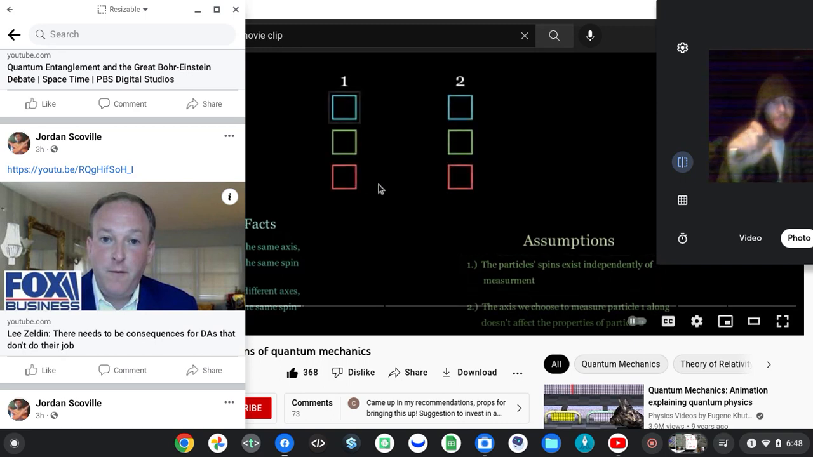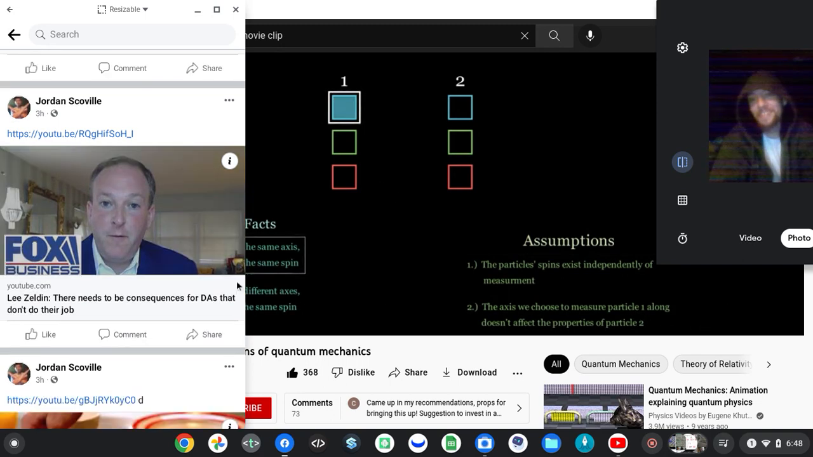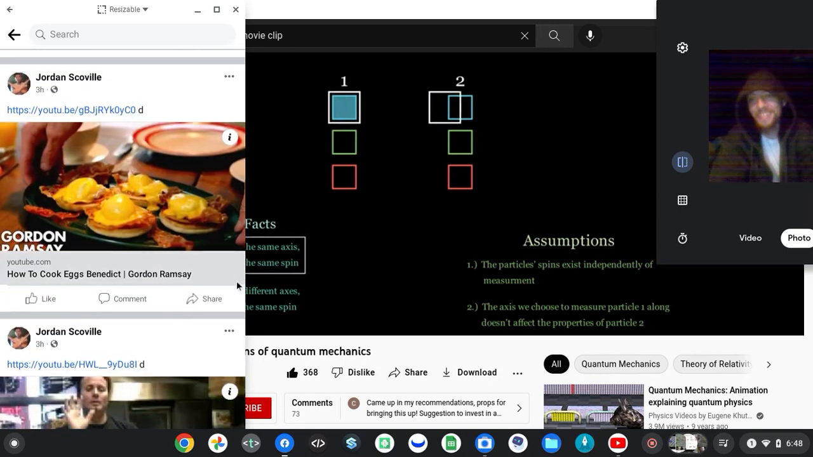Suppose we measure particle 1 along the a-axis. Then, by the first fact, if we measure particle 2 along the a-axis, we'll get the same result.